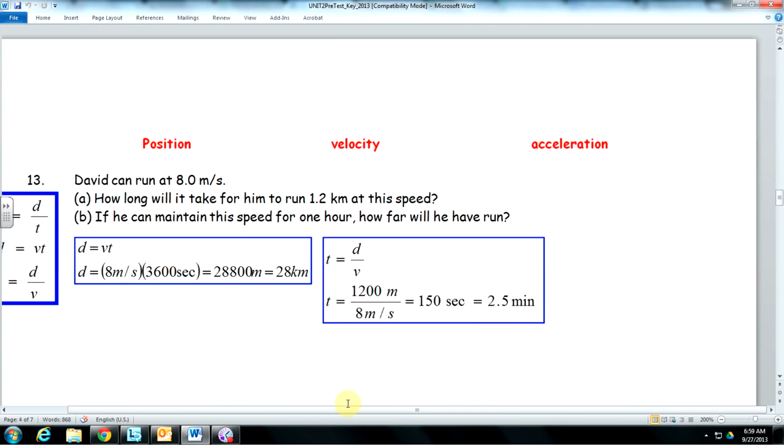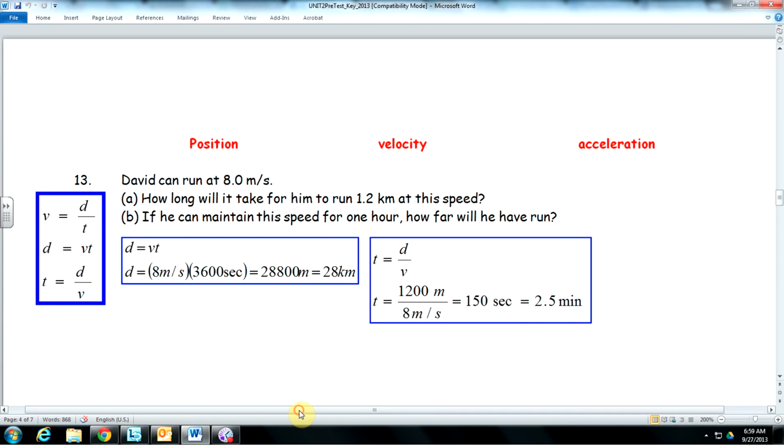Here we have another nice easy question. Let's take a look at this. Again, this is just with constant velocity, so that's nice. We're talking about David being able to run 8 meters per second, and if he's going to go 1.2 kilometers, we can recognize that he will solve for time here. So we get distance, which is 1200, divided by the velocity of 8 meters per second. So we get 150 seconds, which is 2.5 minutes.